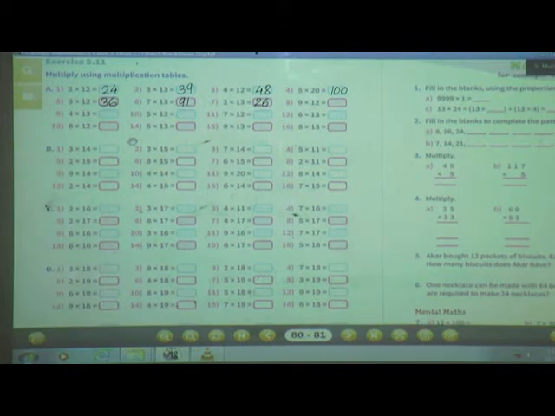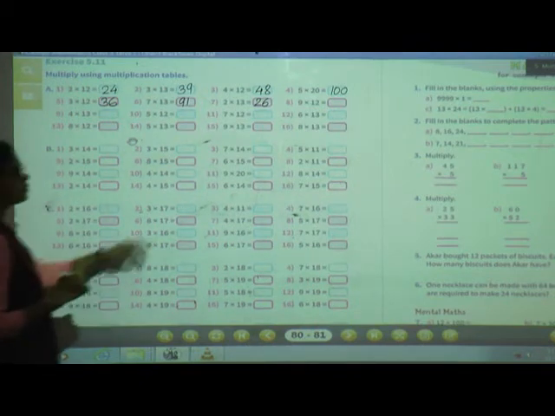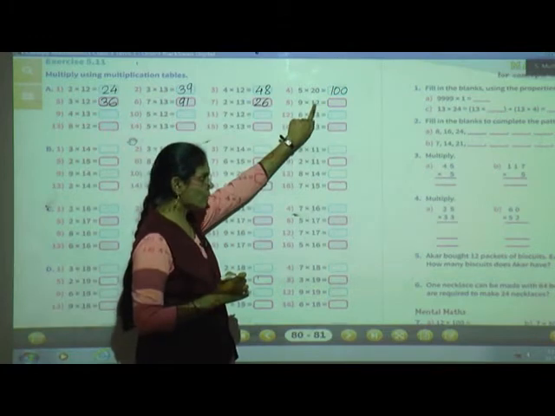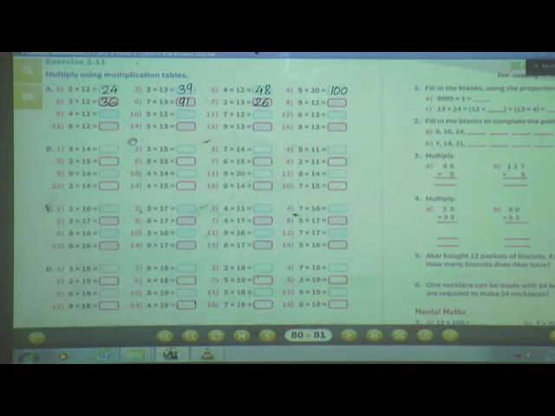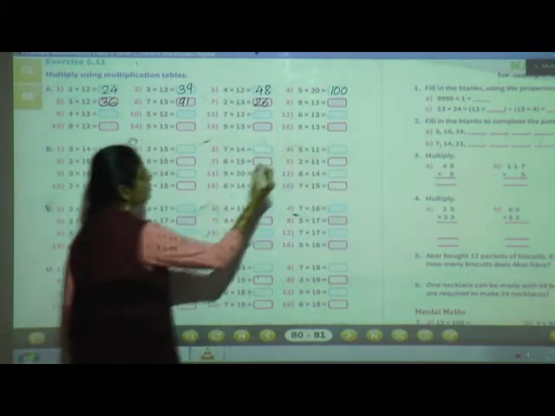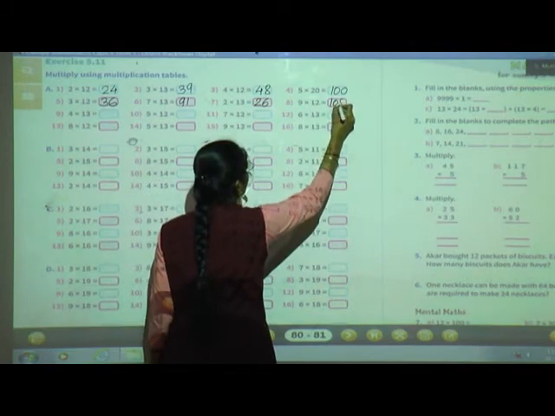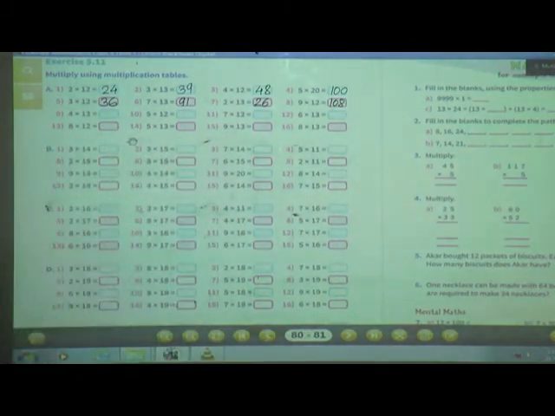Next, 9 into 12. What you will do now here? Yes, you have to say the table of 12 till 9. 12 nines are, correct, 108. So write here 108. See the ninth one.